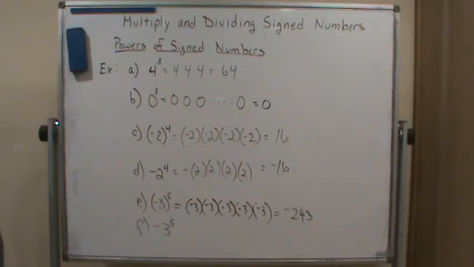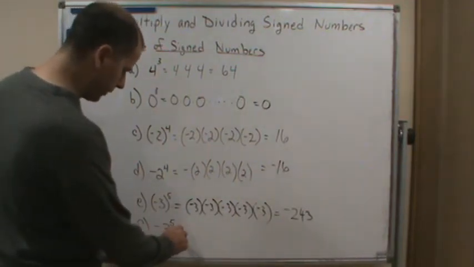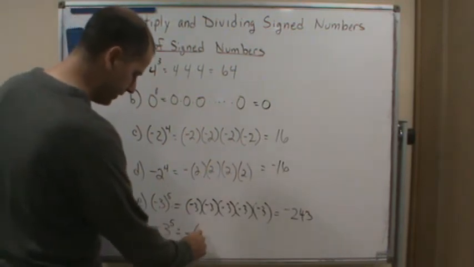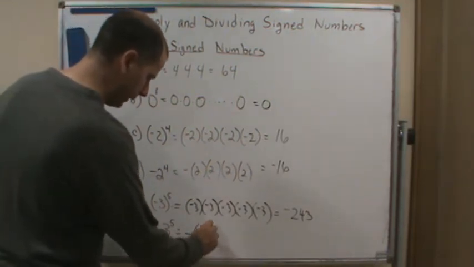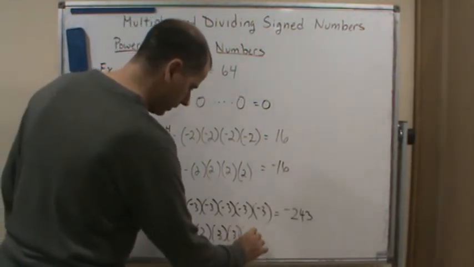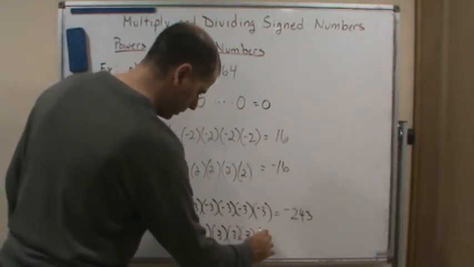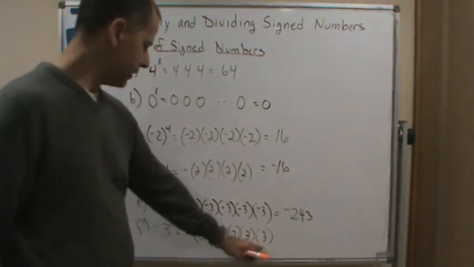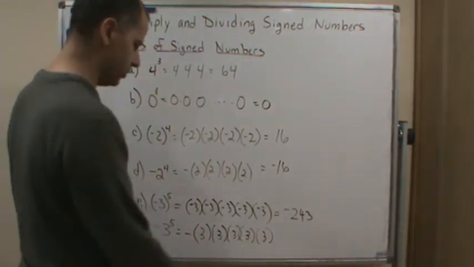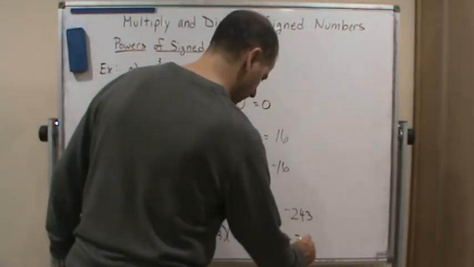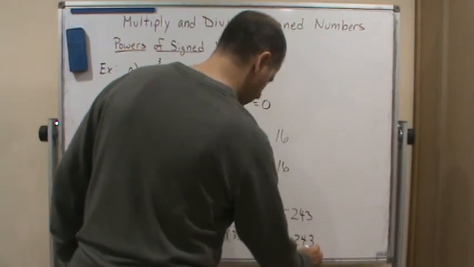Okay. Now here, notice there are no parentheses, so the negative is outside the power. So again, this is negative of 3 times 3 times 3 times 3 times 3. So now it's all positive, so this is going to be 243, but it's the opposite of 243, which is negative 243.